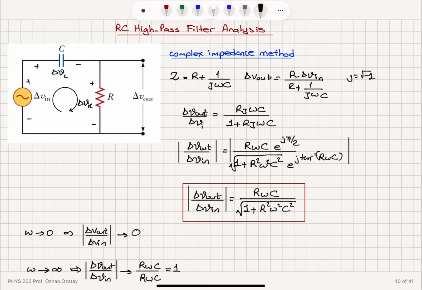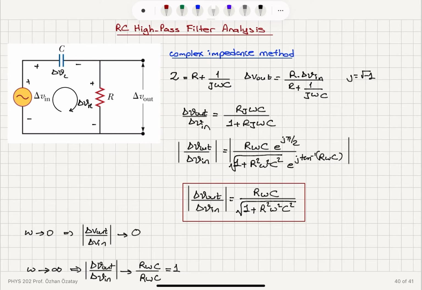So delta V out over delta V in will be R j omega c divided by 1 plus R j omega c. So this is R j omega c plus 1. J omega c goes upstairs. R j omega c. So when we take the magnitude of this, we see that we have R omega c e to the j pi over 2 divided by this complex number, square root of 1 plus R square omega square c square e to the j tangent inverse R omega c over 1. So the magnitude is R omega c divided by square root 1 plus R square omega square c square.